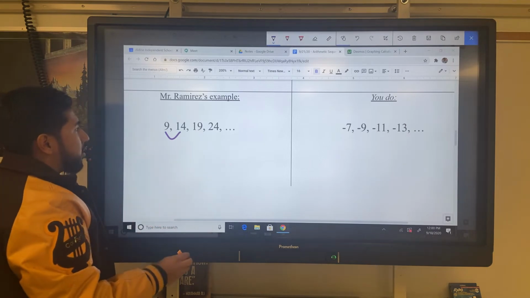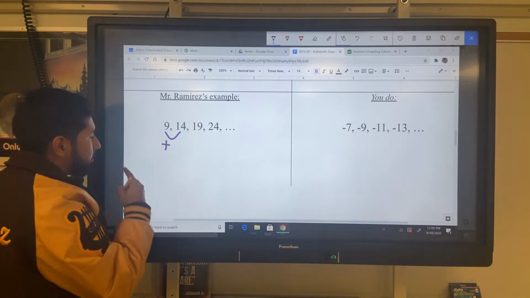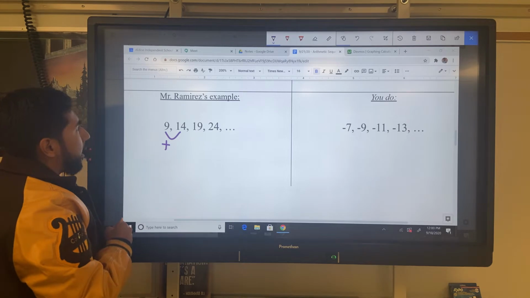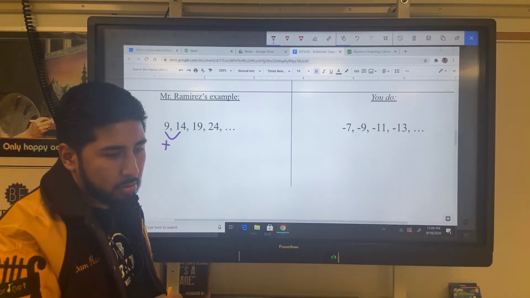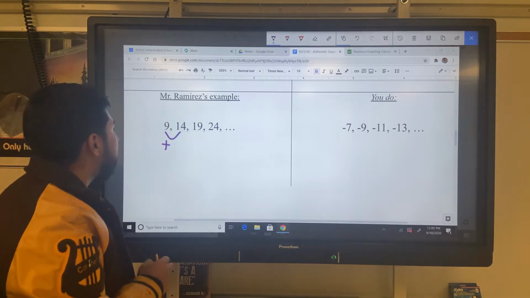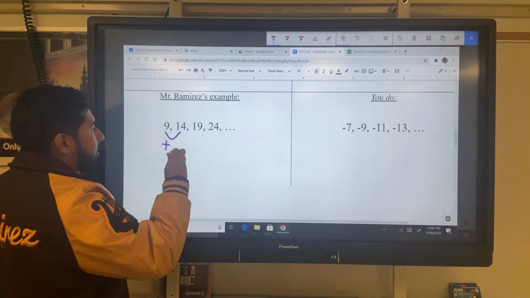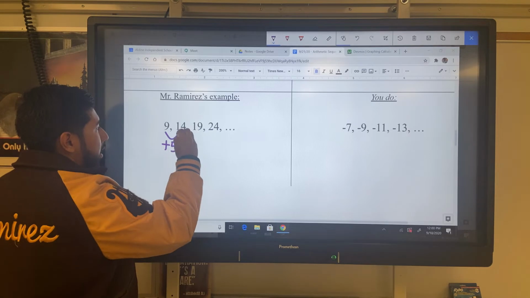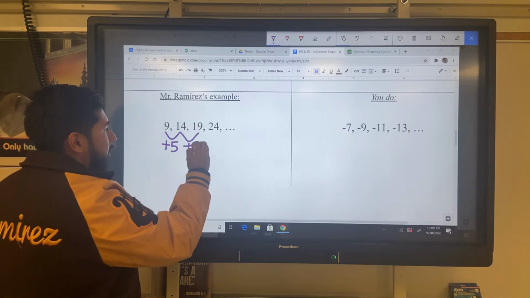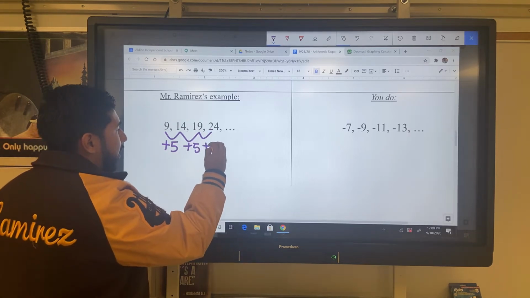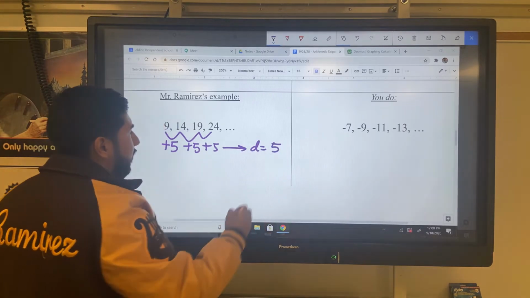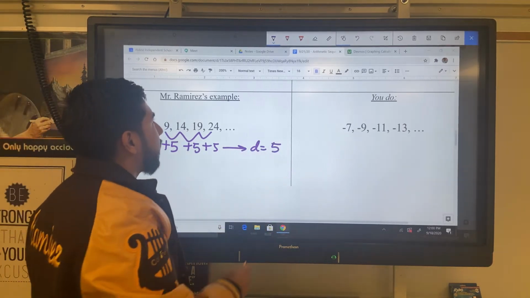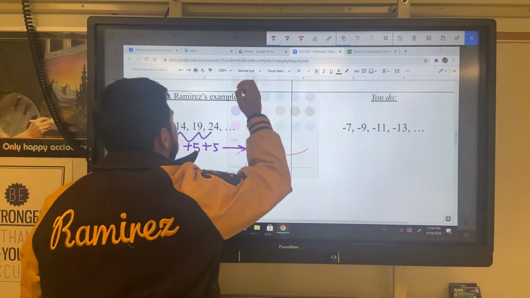So 9 to 14 is going up, so we're adding. Then we got 9 to 14 is plus 5, and then plus 5, and then plus 5, right? So that tells me my D is positive 5. Then we have to make our table.